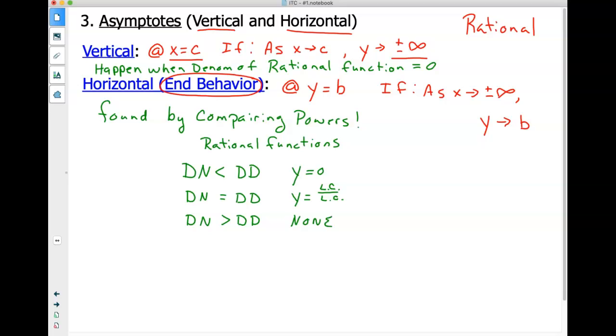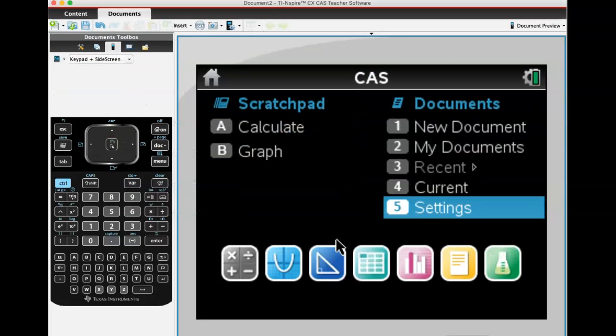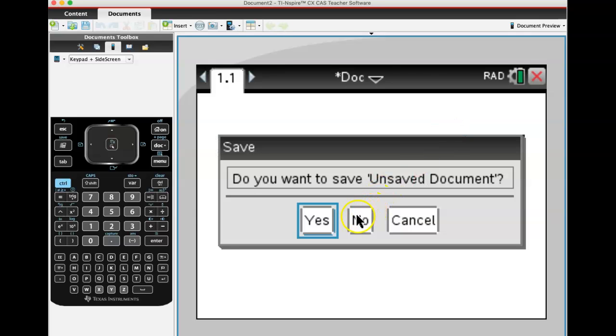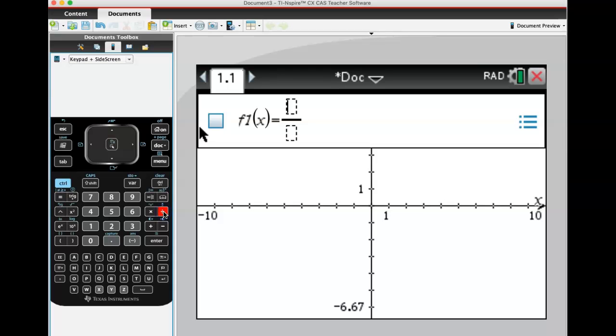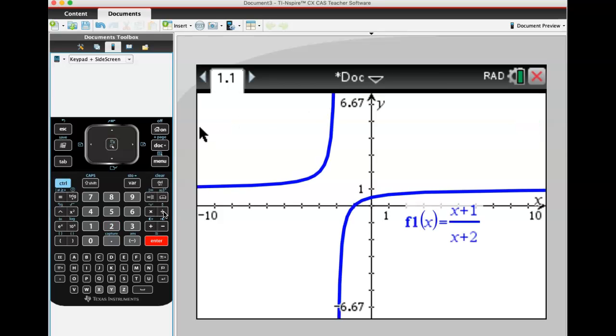Okay? Now I'm going to give you a couple examples here. I'm going to grab my calculator and make a new document. No, I don't want to save it. I want to make a new graph. I'm going to use control divide for my fraction and graph x plus 1 over x plus 2. That's a rational function because it is a polynomial divided by a polynomial. That's going to give me my graph.